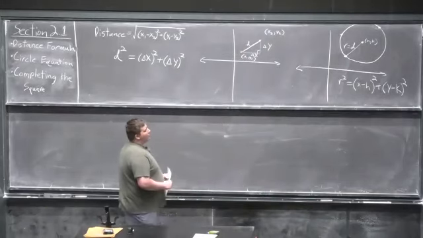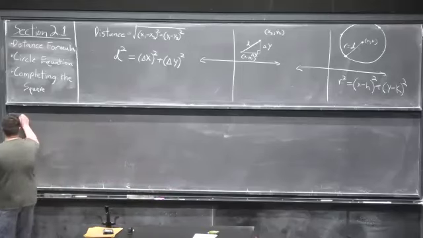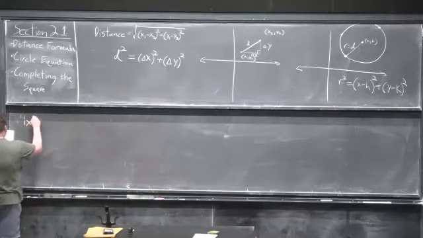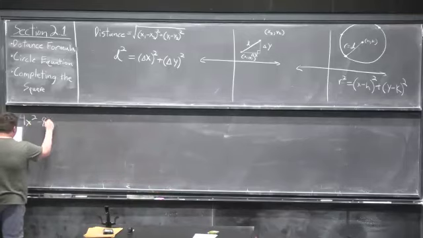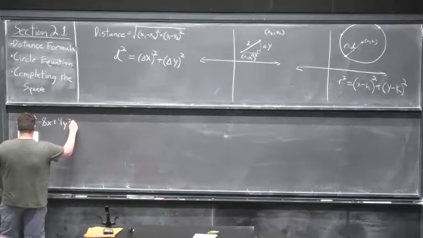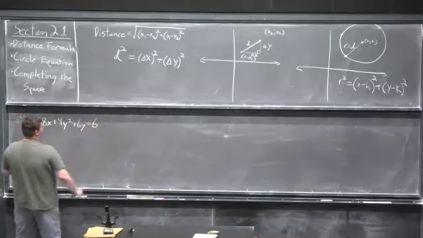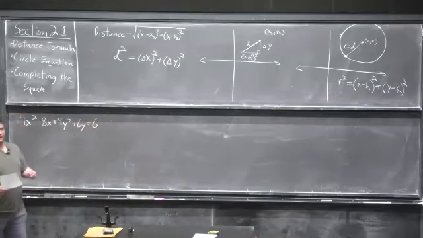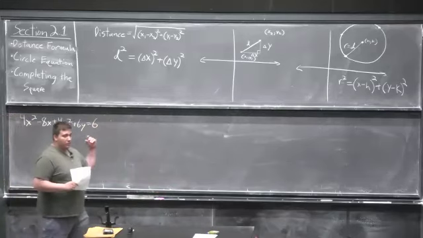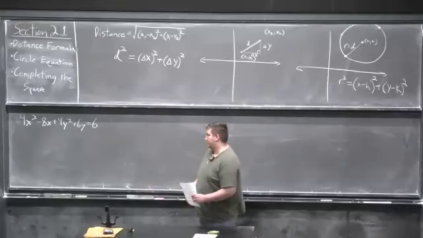Well, what if I was to give you an equation that looked like this? 4x squared minus 8x plus 4y squared plus 6y equals 6. And I said, I want to know what this equation is doing. Can you describe what this equation is doing?